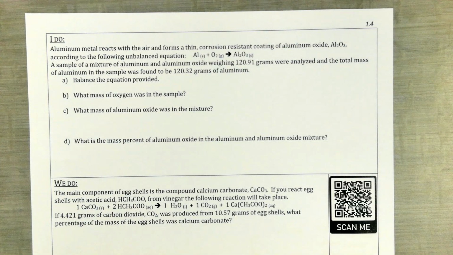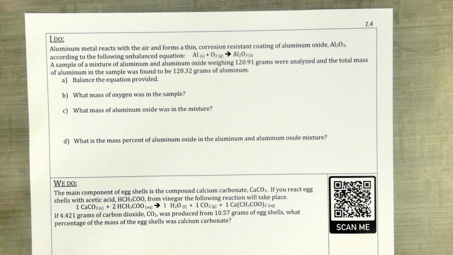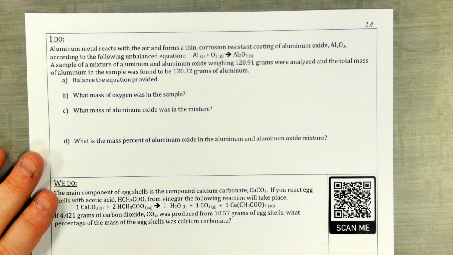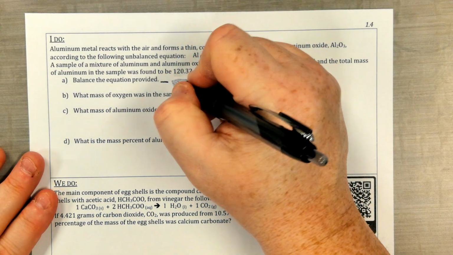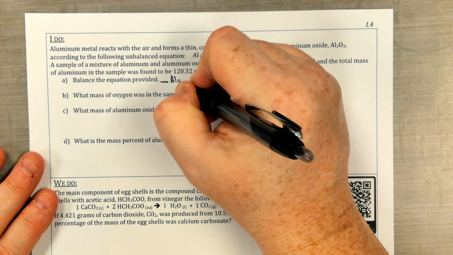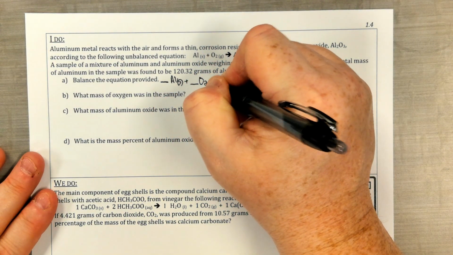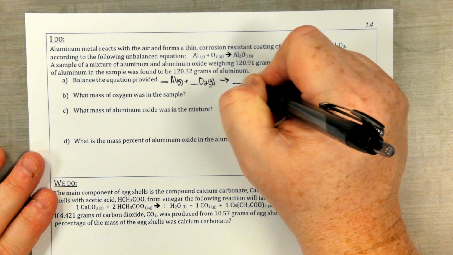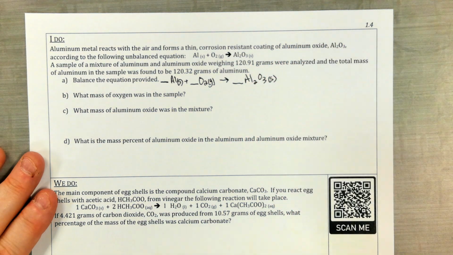All right, the first thing is A says write the balanced chemical equation, because if we're going to use stoichiometric relationships, we have to have a balanced chemical equation. So I'm going to put in lines for the coefficient and rewrite this. Aluminum solid plus oxygen gas forms aluminum oxide solid.